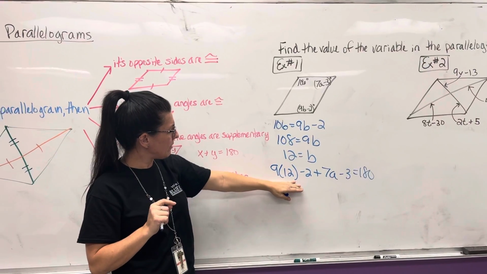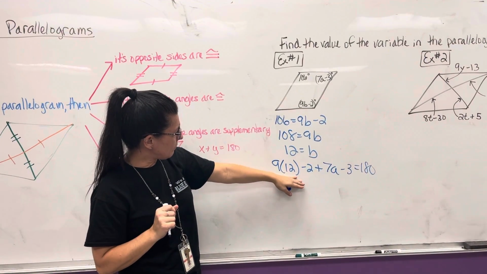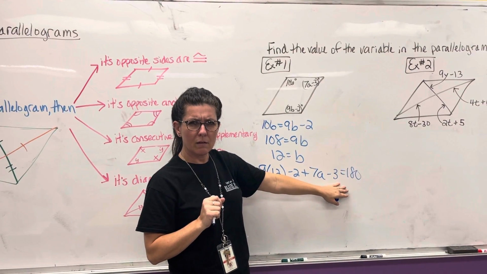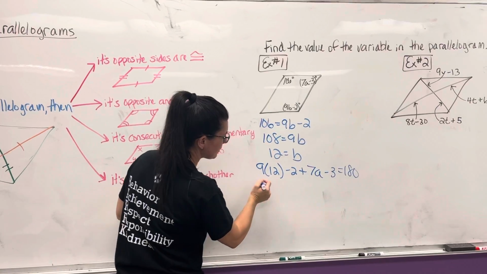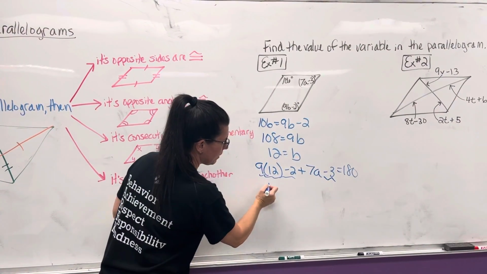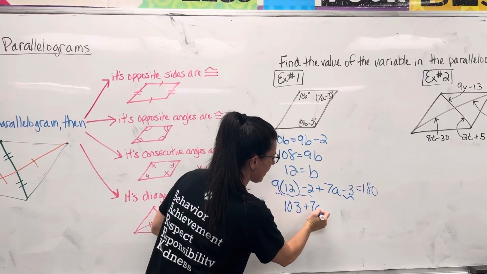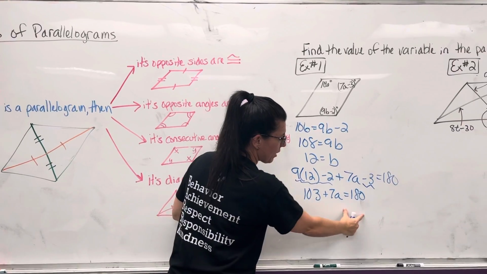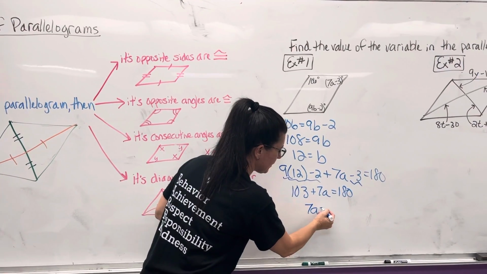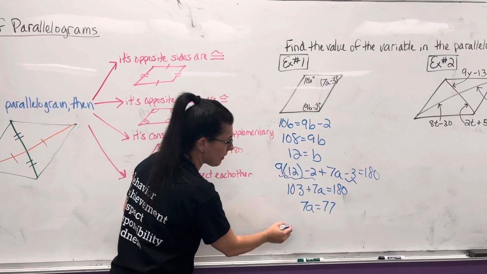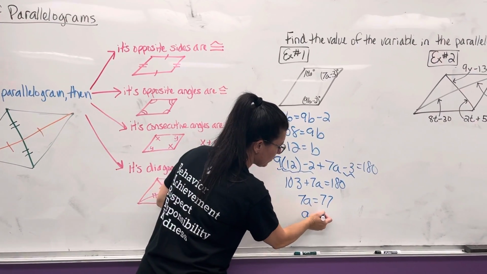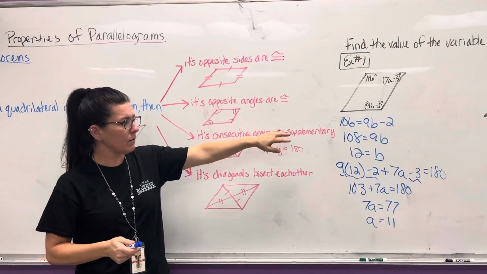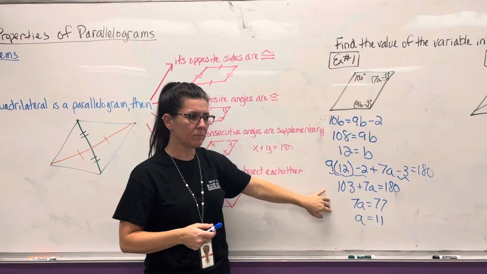We need to simplify this. So this ends up giving me, what's 9 times 12 minus 2 minus 3? What's that give me? 103. So I simplified by combining all of this. 103 plus 7a gives me 180. 180, I'm going to move this 103 over, and I get 77. Divide by 7, and I get a equals 11. So again, I'm using these properties because I know it's a parallelogram to find the value of those two variables.